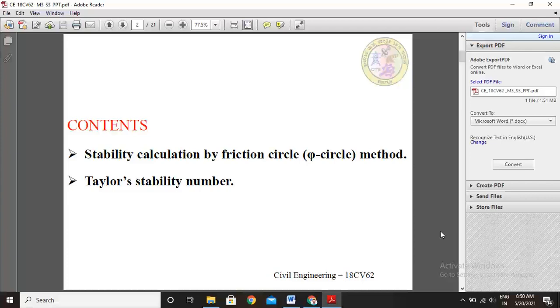So that's why all of you be silent and listen to today's session 3 class with your patience. Okay. Last session we discussed stability calculation by Swedish methods as well as Fellenius methods. Now today I want to explain how to calculate stability by the friction circle method, and next by Taylor stability numbers.